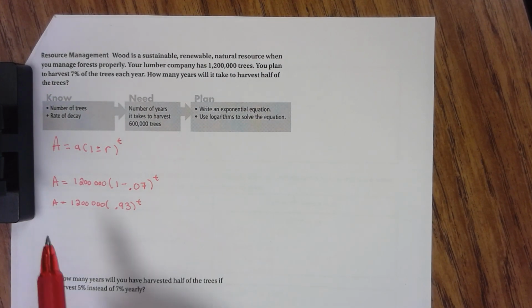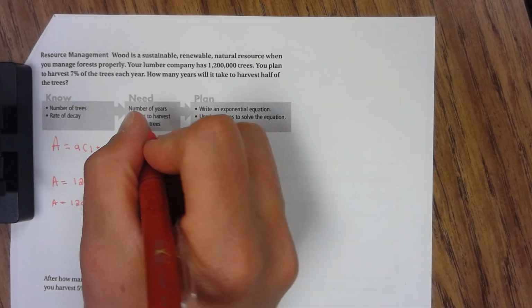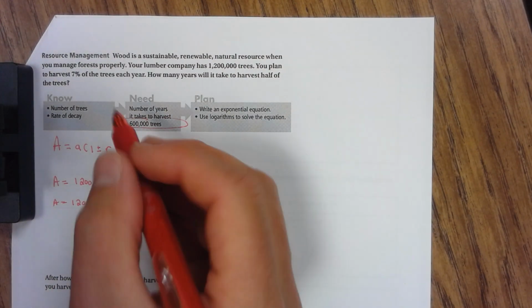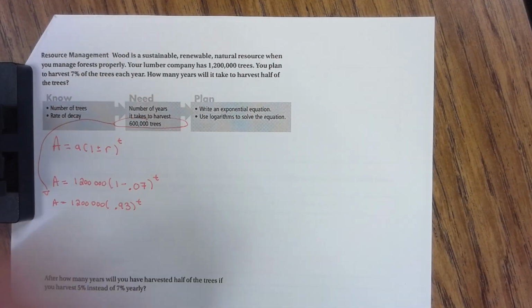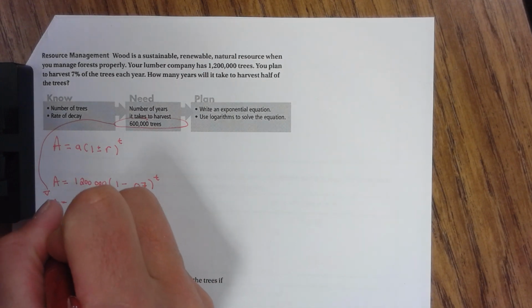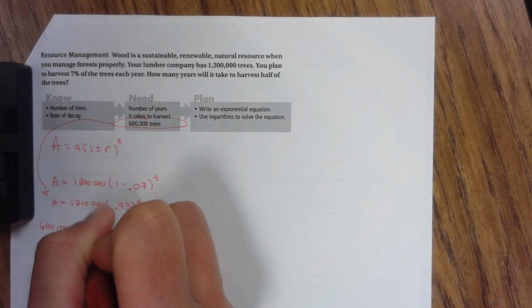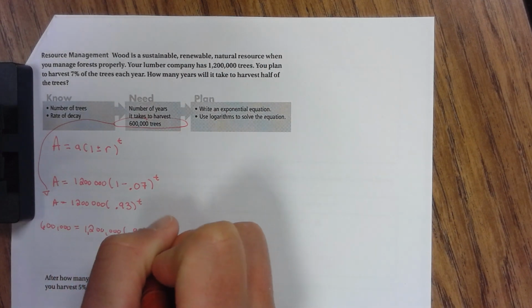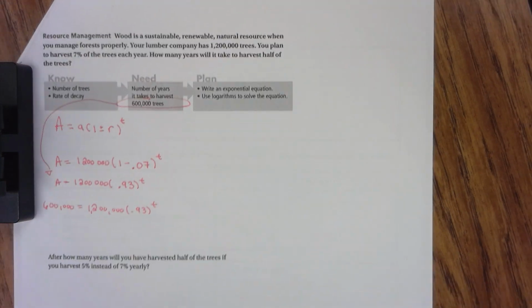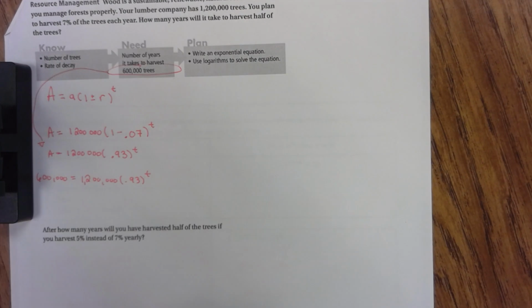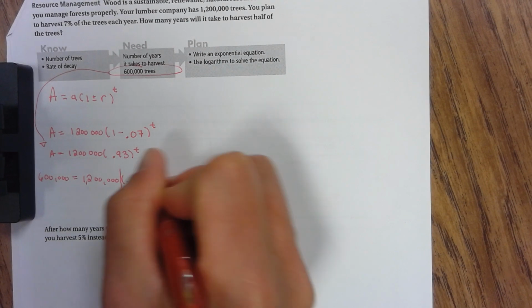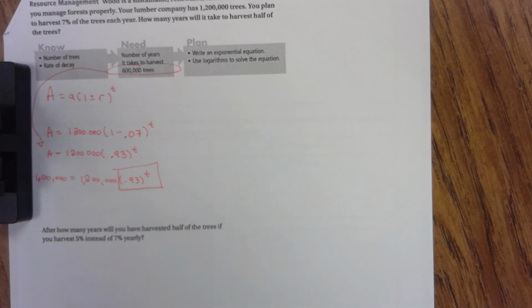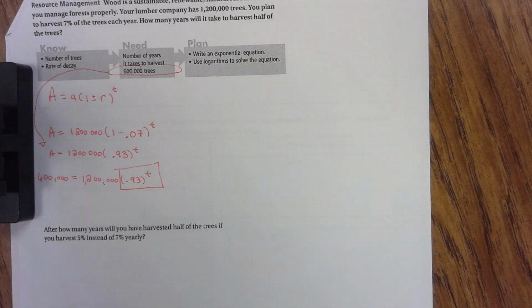We now have 2 variables. The last thing that's missing is how many trees are left after half have been used, and that's 600,000. Well, that's going to plug in to this A right here. So 600,000 equals 1,200,000 times 0.93 to the power of t. And now, just like what we've been working on, we need to solve for the exponent. We're going to start that by getting the exponential term all by itself. All right, why don't you see if you can take it from here. Go ahead and hit pause. I'll have the answer for you in just a moment.